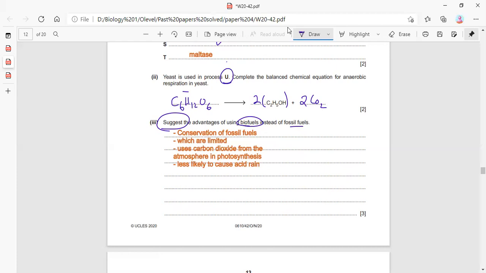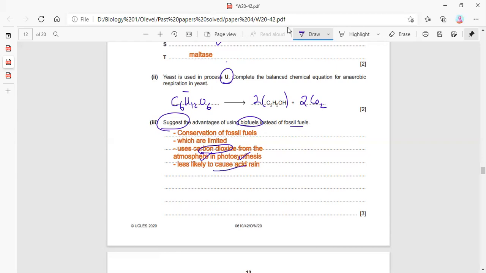Number two, biofuels come from plants. So when you grow plants, these plants will use carbon dioxide from the atmosphere in photosynthesis. So it will make a balance. It will not increase the amount of CO2 in the atmosphere, which leads to global warming.